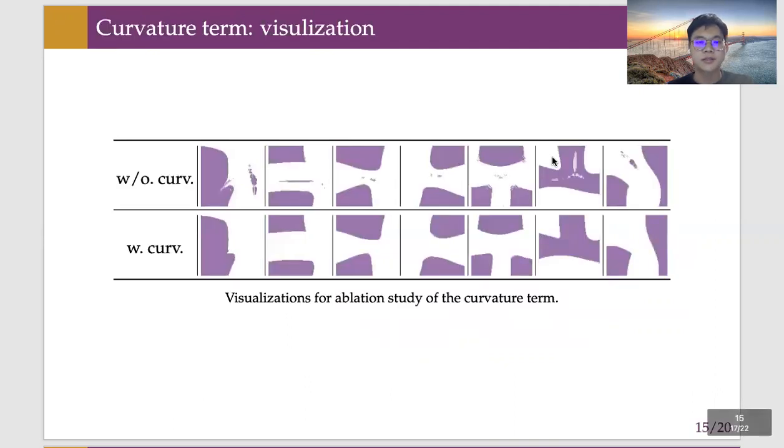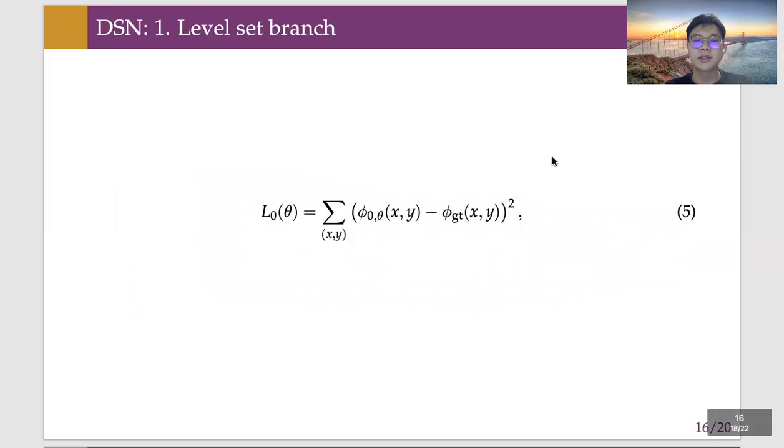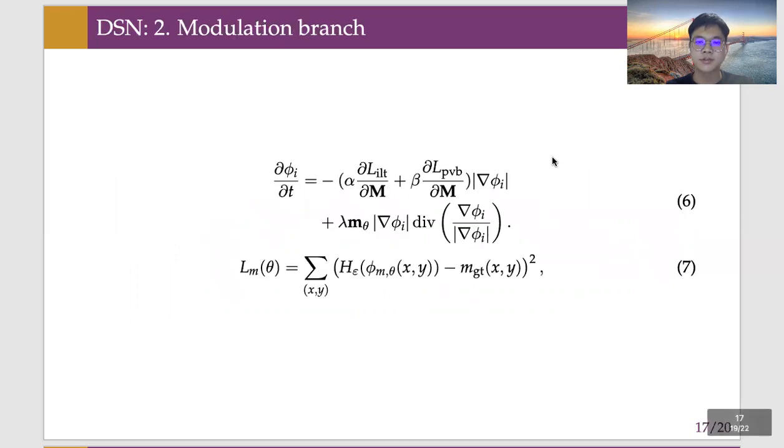Here is the visualization of the ablation study of the curvature term. The curvature term has a very important influence on the final boundary. The level set branch of the DevelSet network predicts the level set function to get a better initialization for the level set evolution process. In the modulation branch, we predict the matrix M theta to compensate the lithography loss.